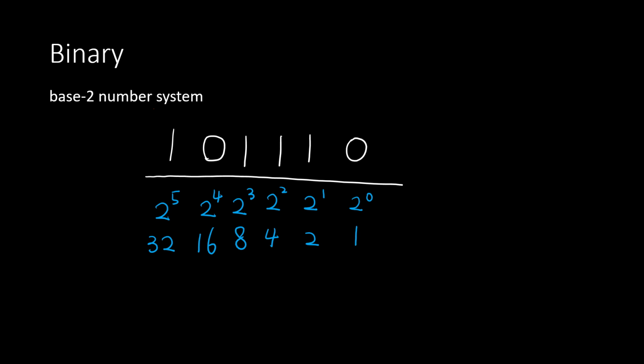Binary is a type of base 2 number system. Base 2 means that the bit weight, instead of having 10, will have 2. So imagine this number, 101110. The bit weight on the right-hand side starts with 2 to the power of 0, which is 1, then 2 to the power of 1, which is 2, then 2 to the power of 2, which is 4, then 8, 16, 32, and so on.